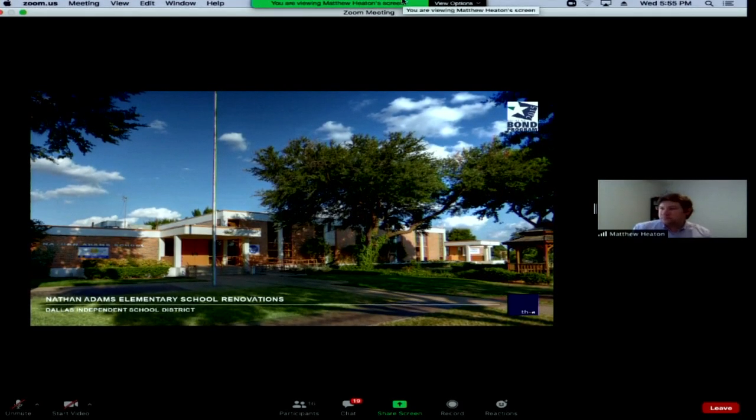Will the new windows be operational? Meaning, will they be able to be opened? The new windows as part of this project are going to be fixed.